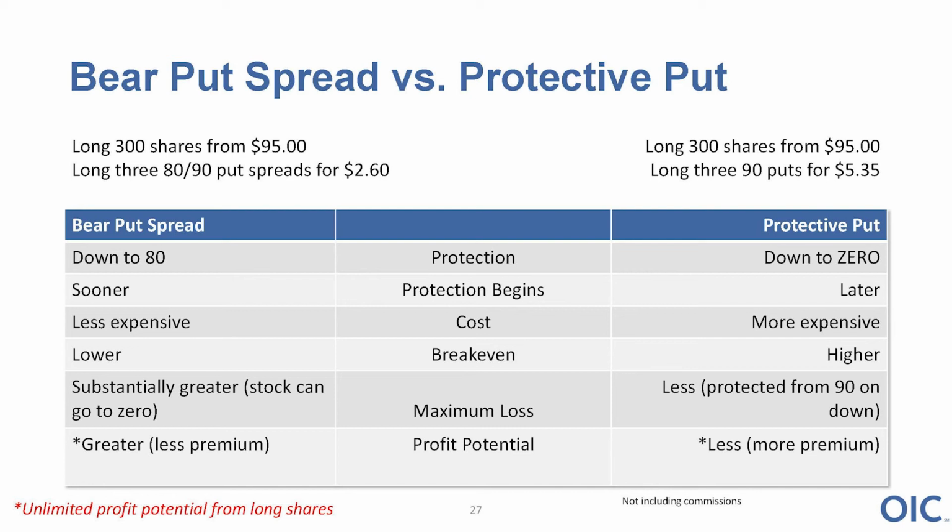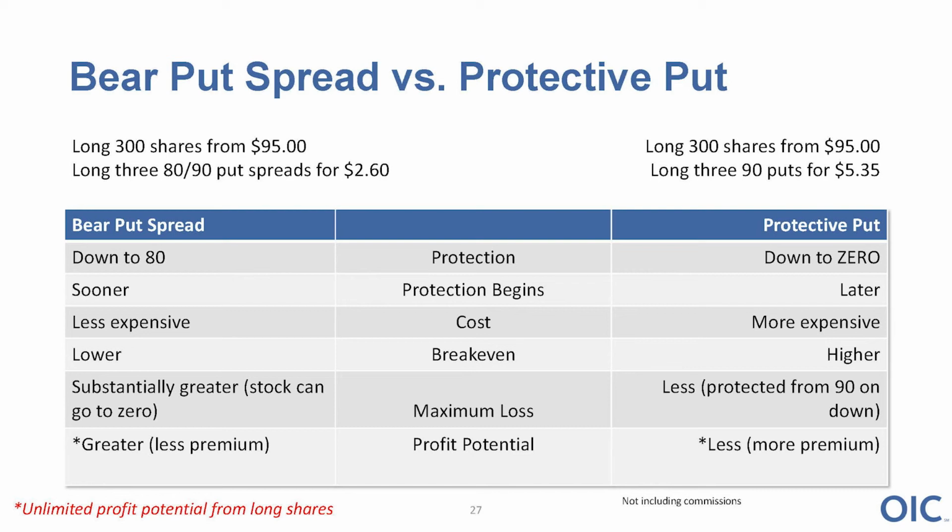The break even is going to be lower for the bear put spread, because our break even for the bear put spread is $97.60, the premium that we paid for the put spread plus the $95 that we paid for the stock. Whereas buying the puts outright versus stock, our break even is $100.35. So it's much higher with the puts outright.